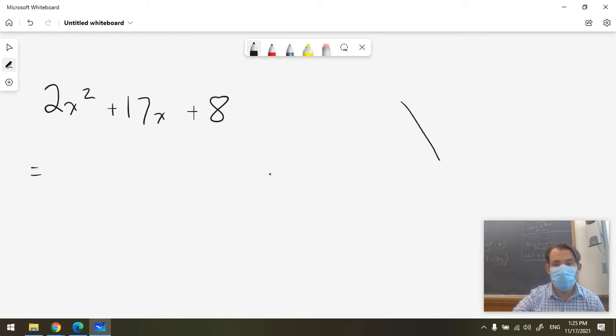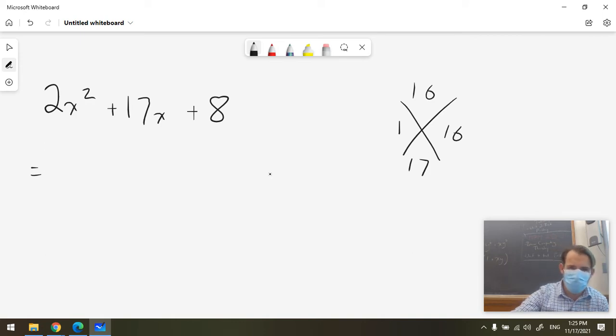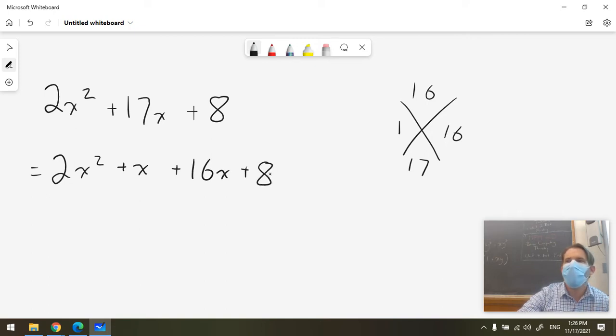So I use my x game. I do 2 times 8 gives me 16 and adds to 17. Well, that's easy. That's 1 and 16. Why is this level 3? This is not hard at all. So I'm going to break that down into a 1 and a 16. I could put the 16 with the 2, or I could put the 16 with the 8. Let's go 2x squared plus x plus 16x plus 8.